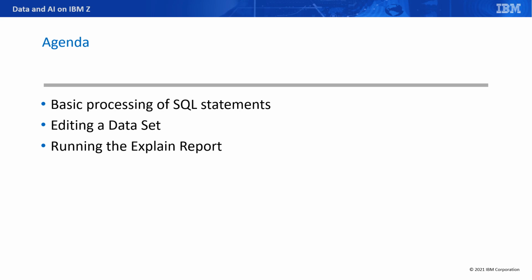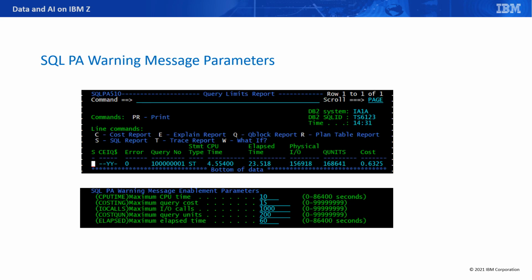In this example, I'll be utilizing menu option 1, Basic DB2 SQL Processing, and then 3, Process SQL from a sequential dataset or PDS member. I will then edit the PDS member so I can directly enter SQL into the dataset and then test it dynamically. The query limits report will display warnings when the warning parameters are exceeded.